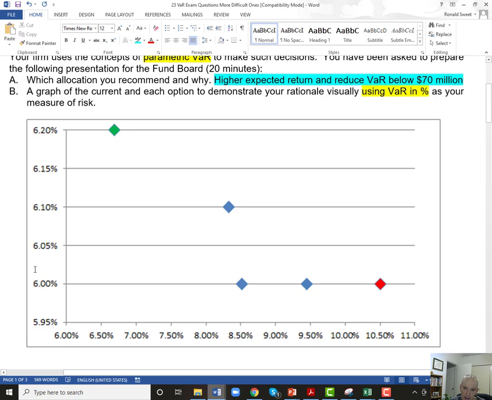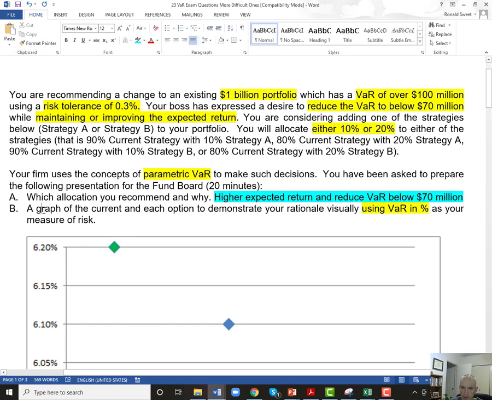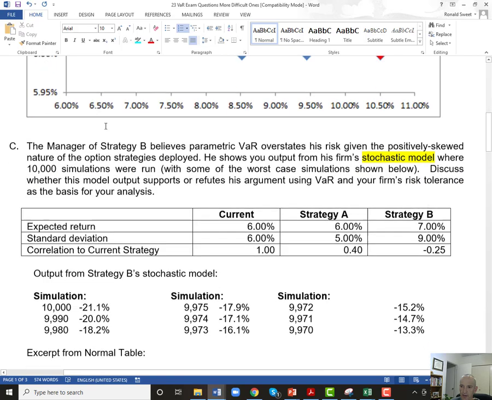You also want to label that this is expected return and this is your risk, your VAR as a percent. All right, so that's what you'd want to put in there. Just put the graph in there, make sure it's labeled. Don't just put the graph in like that, but make sure you label it. So make sure you label your graph when you do it on the exam. All right, so there's our first example.